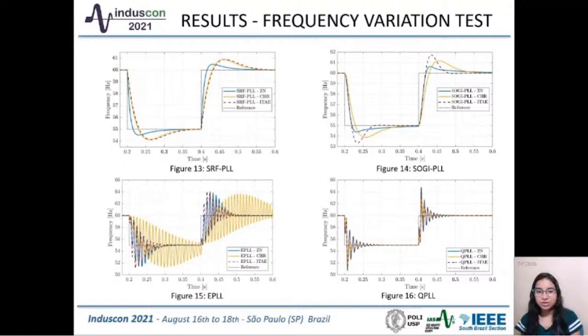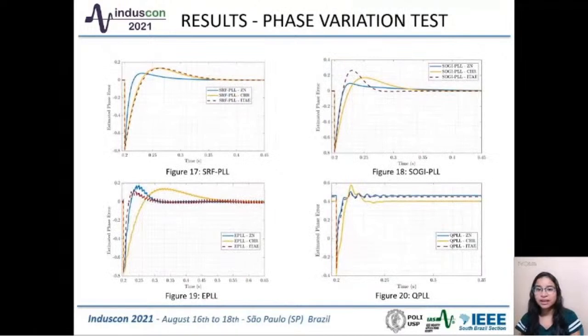Here the SRF response and SOGI response have the best performance when the controller was tuned by the Ziegler-Nichols method, and the overshoot did not exceed 3%. In the EPLL topology, the Ziegler-Nichols and ITAE methods have a similar performance and outperform CHR due to obtaining the L and T parameters. In the QPLL topology, all control methodologies present a similar performance with overshoot of 80%. After the disturbance insertion in the phase steps, all control methodologies correct the disturbance and ensure system stability.